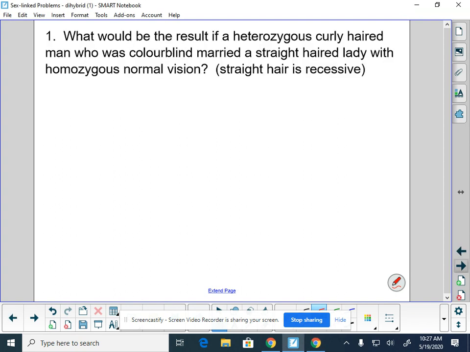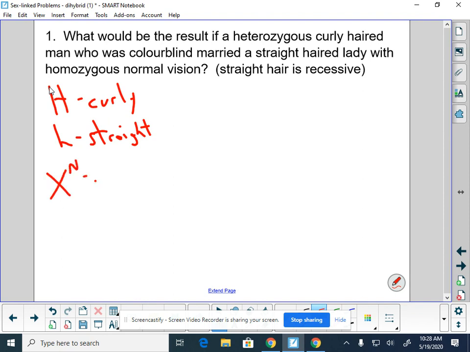So first question, what would be the result of a heterozygous curly-haired man who's colorblind married to a straight-haired lady with homozygous normal vision? Straight hair is recessive, so as always we need a legend. I'll do a big H for curly hair and a little h for straight hair. Hair straightness is not a sex-linked trait, but colorblindness is. So I'll go X big N for normal vision and X little n if you are colorblind. So there's my legend.